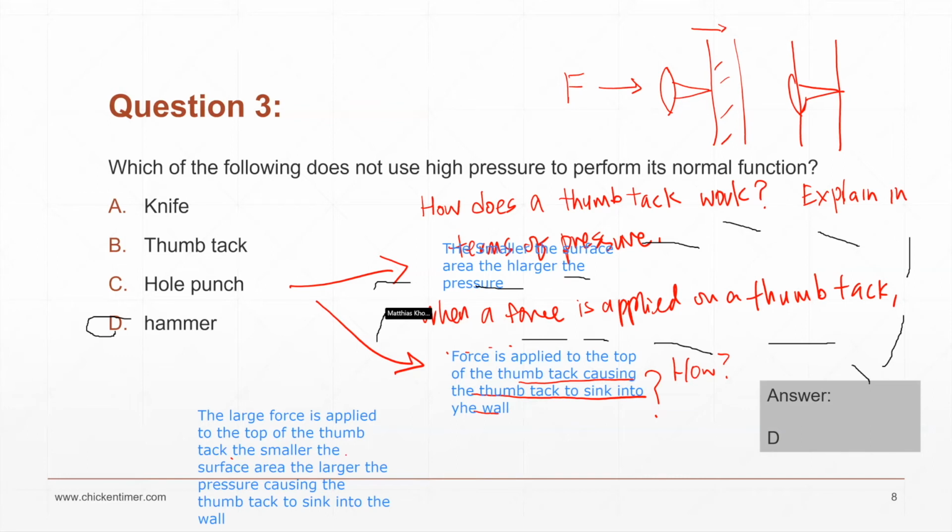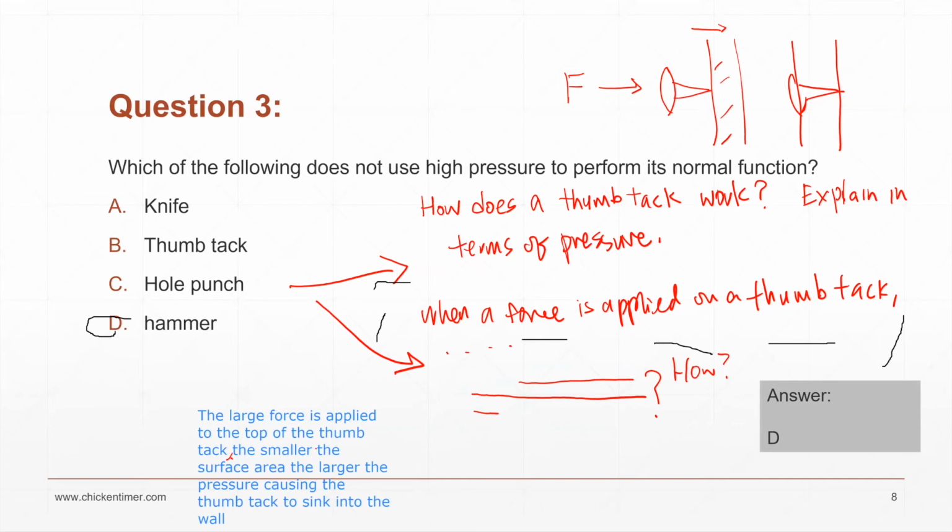What we're going to do is improve your answer. The large force applied onto the top of the thumbtack, then you have to mention something here. Then pressure. So you state the formula: pressure equals force over area. Then you say pressure is the force exerted per unit area.